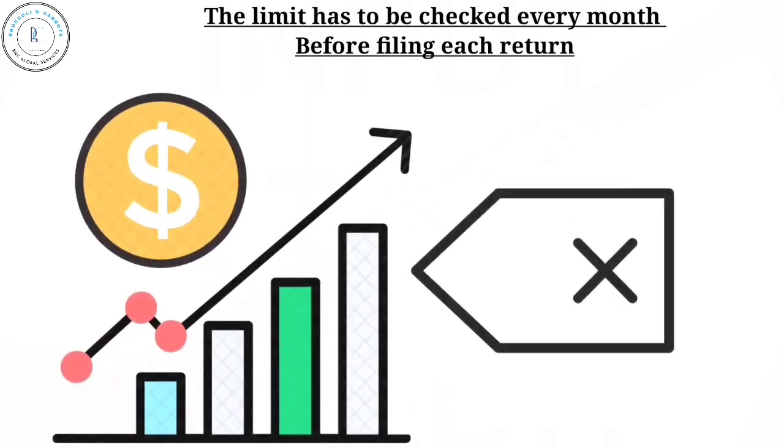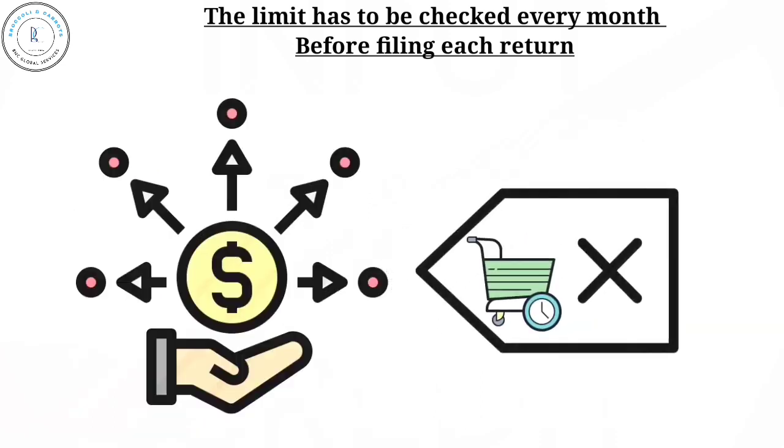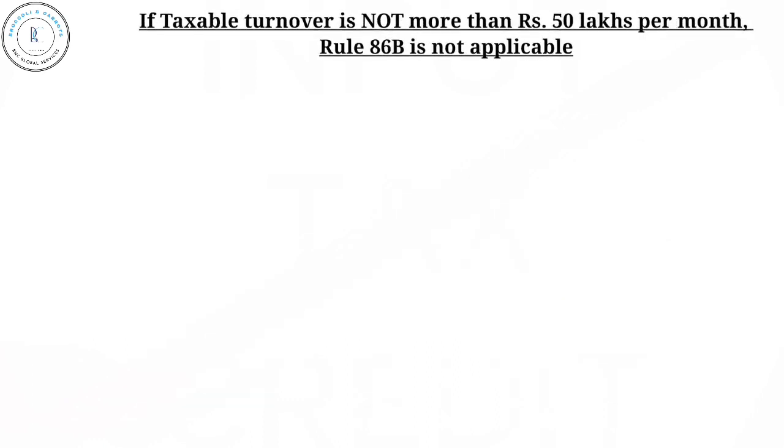Turnover shall exclude exempt and export turnover. Liability shall exclude procurements taxable under reverse charge mechanism, on which tax is payable in cash. If taxable turnover is not more than 50 lakh rupees per month, Rule 86B is not applicable.